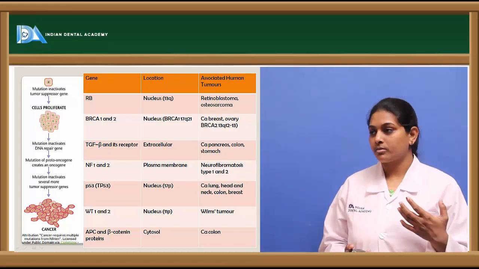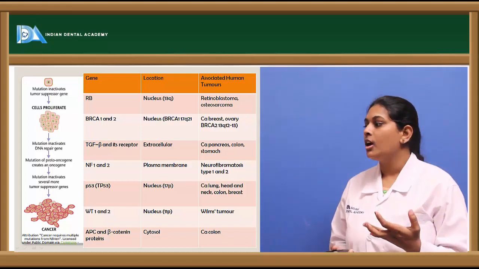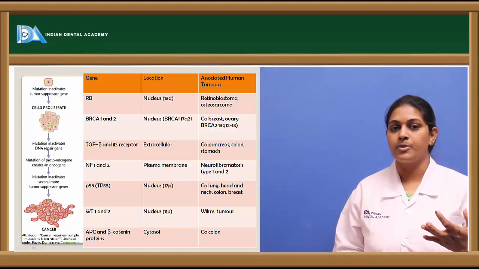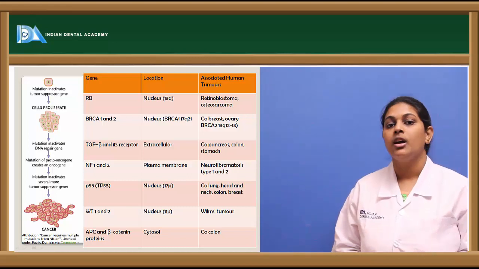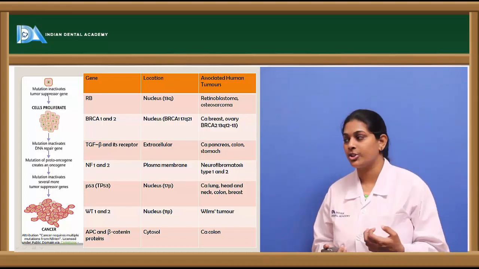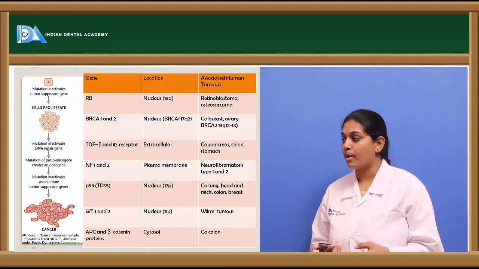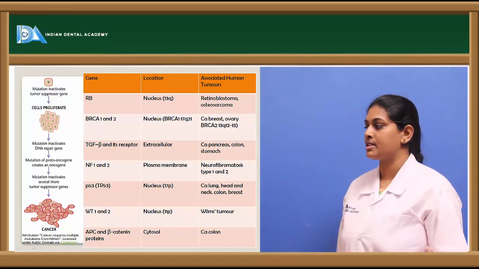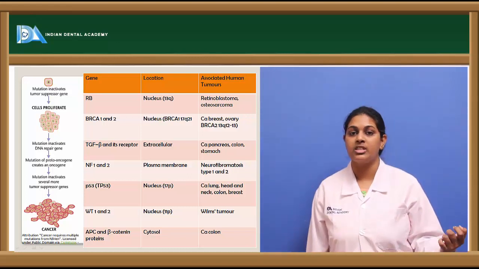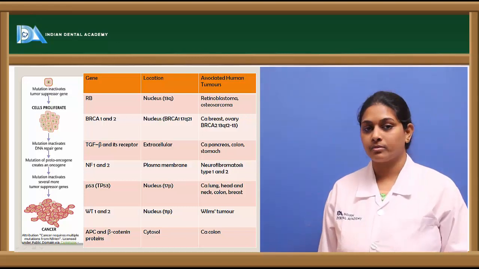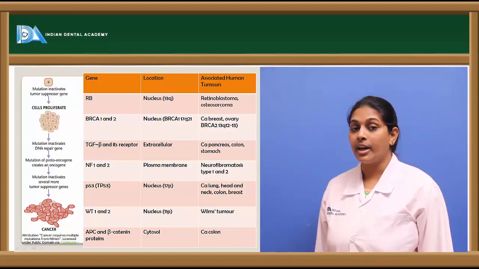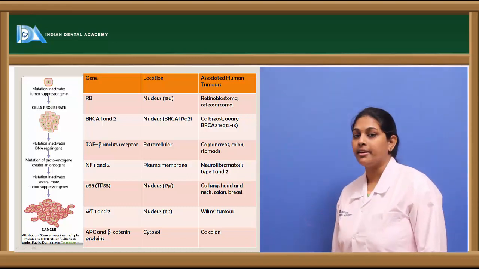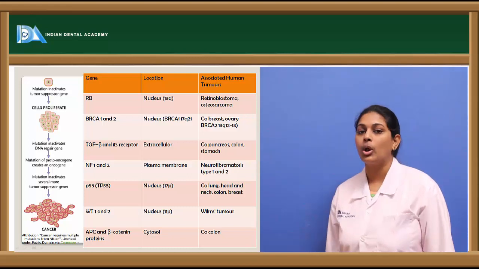Coming to the next set of genes, the NF genes, or neurofibromatosis genes 1 and 2. Since they have been observed in neurofibromatosis, they are known as neurofibromatosis gene 1 and 2. They are usually present in the plasma membrane. Coming to the next and most important suppressor gene, the P53 gene, usually found on the short arm of chromosome 17 in the nucleus. It is involved in the maximum number of tumors. Among them, the most common are head and neck tumors and carcinoma of the lung, colon and breast.